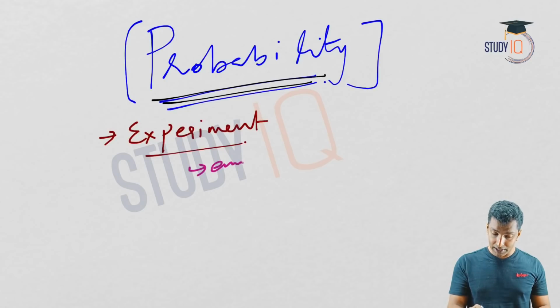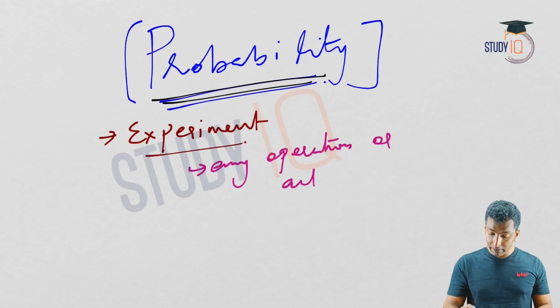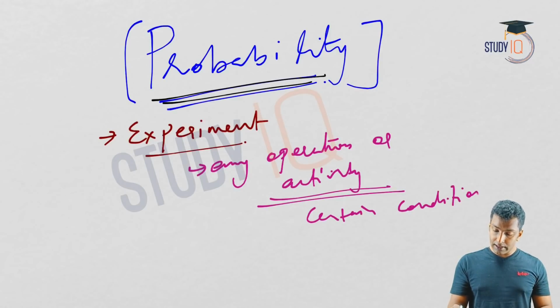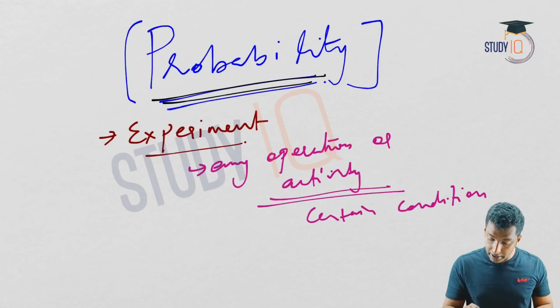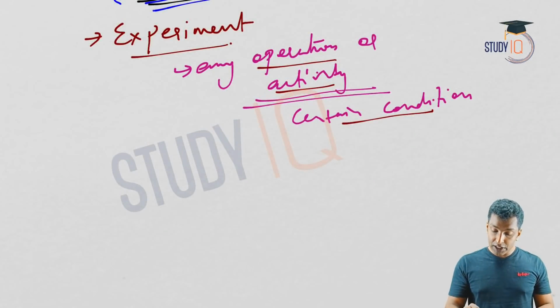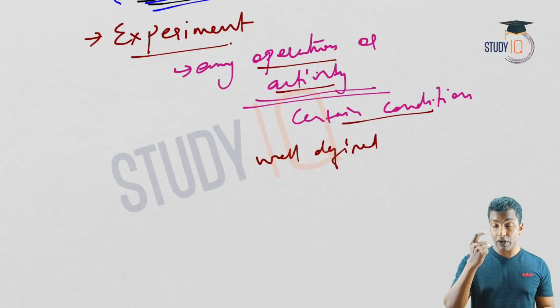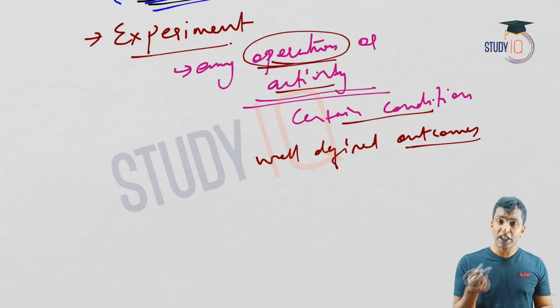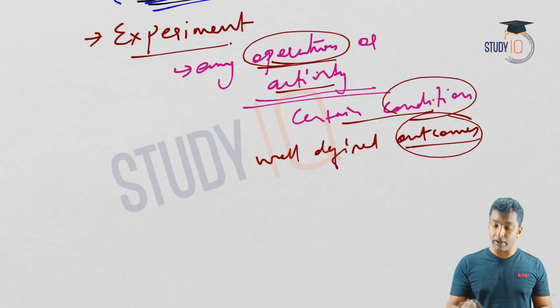Experiment is any operation or activity performed under certain condition. These are the 2 points which are important that you need to note down here. Any operation or activity performed under certain condition, and which will give you a well defined outcome. You will see different words like outcomes, results, etc. So let me write it as outcomes. You'll see results also. So these are the 3 words. An operation you are performing under certain conditions and which is giving outcomes.